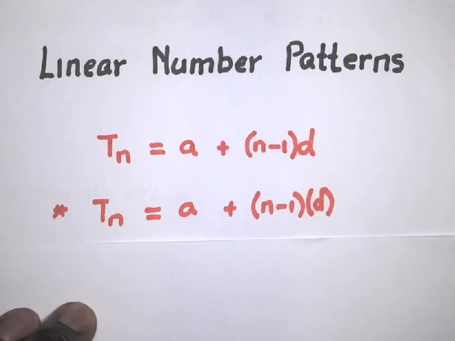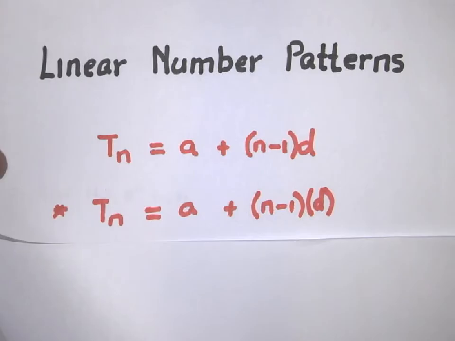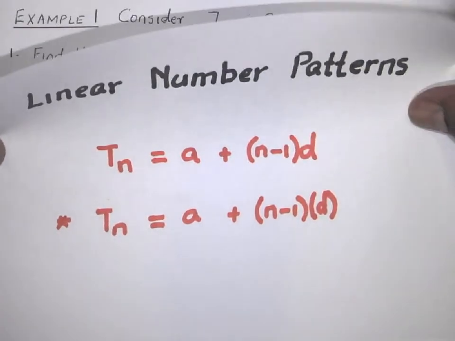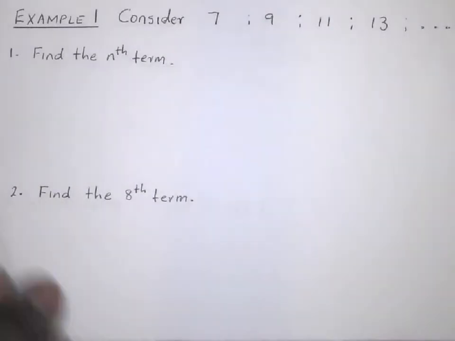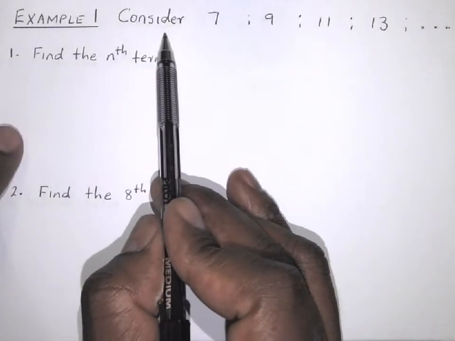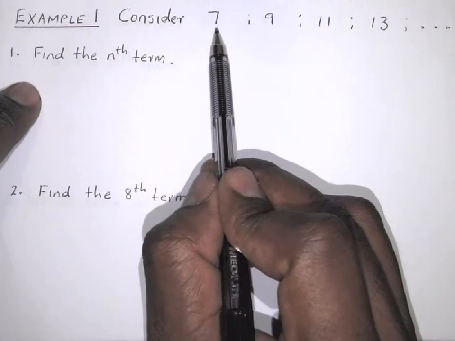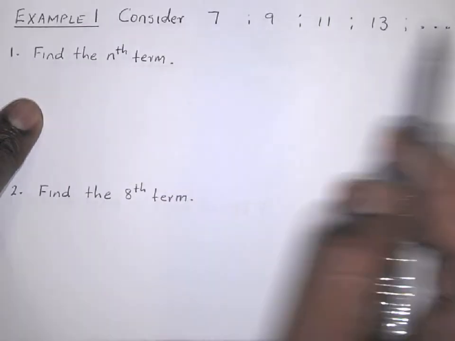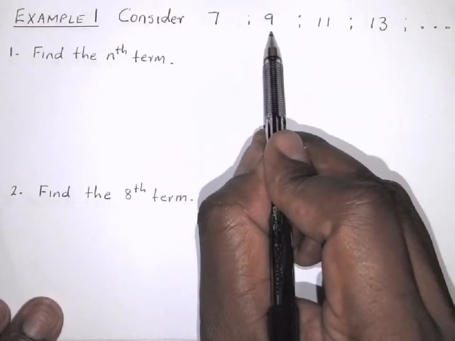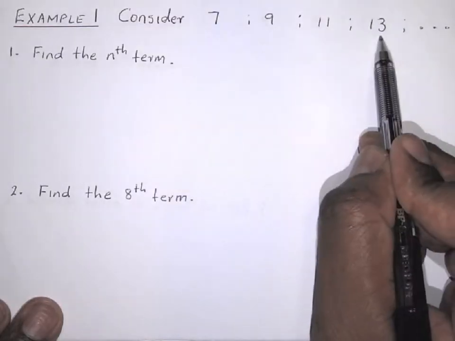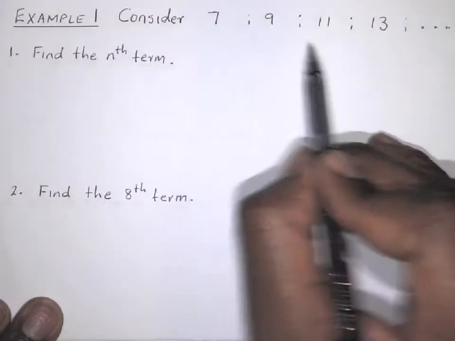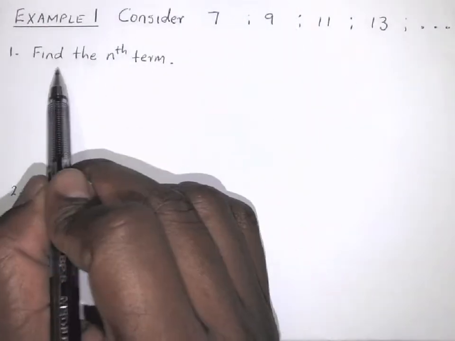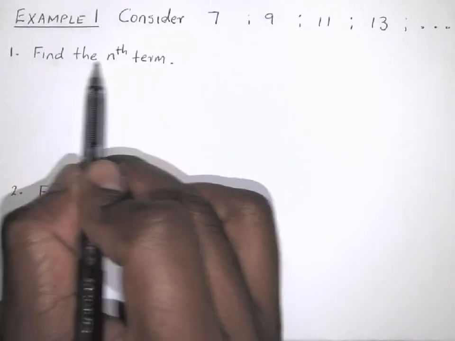Okay, so look at some of the examples that maybe we are familiar with so that we can revise this work. Let's consider this example here. They say we are given 7, 9, 11, 13, etc. So this is the first term, second term, third term, fourth term, and the terms continue. So we start with the first one there. Now the question is, they say we must find the nth term.